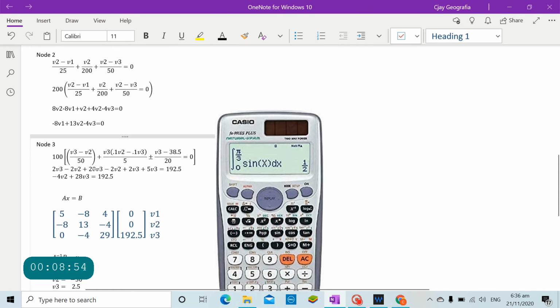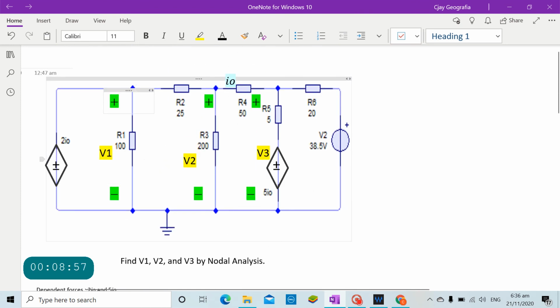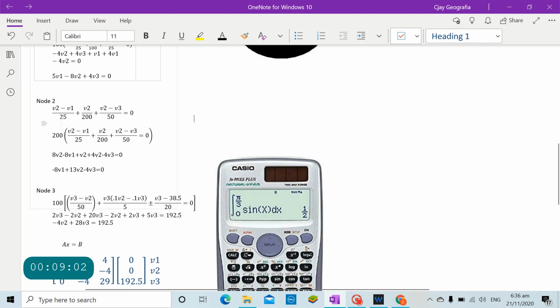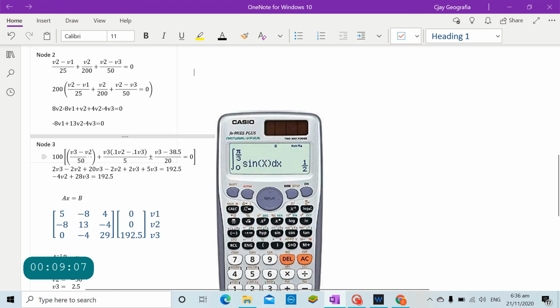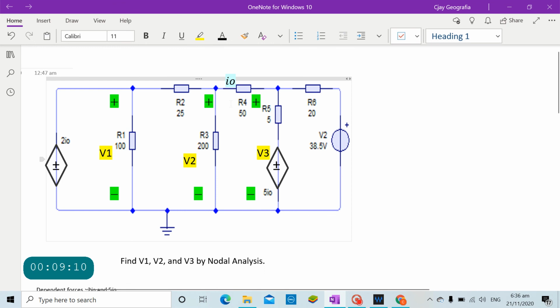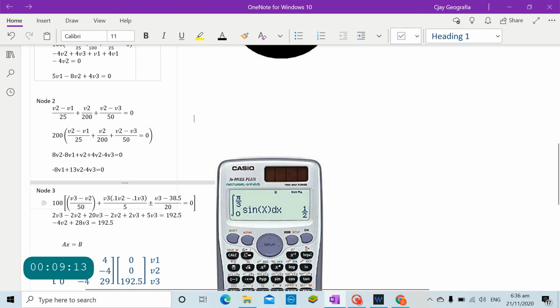And then last for node 3, because we already have 3 nodes given here. So again, same method using KCL: V2 minus V1 over 25, V3 minus V2 over 50, and V3 minus, again the same process, 0.1 V2 minus 0.1 V3 over 5, plus V3 minus 38.5 over 20. So again, the LCD is 100.